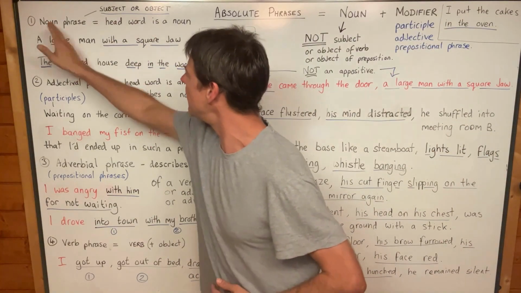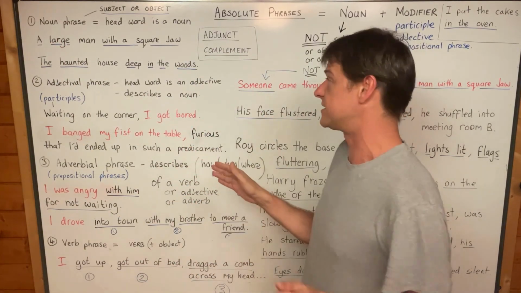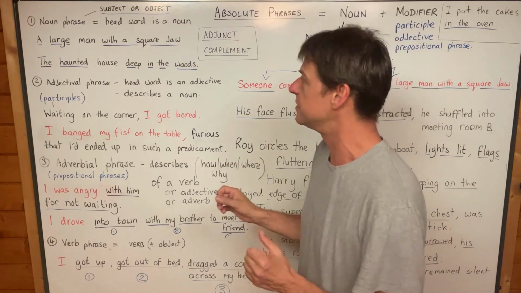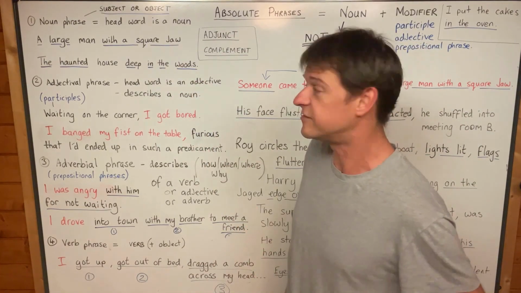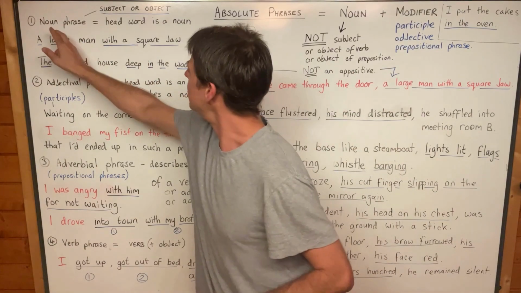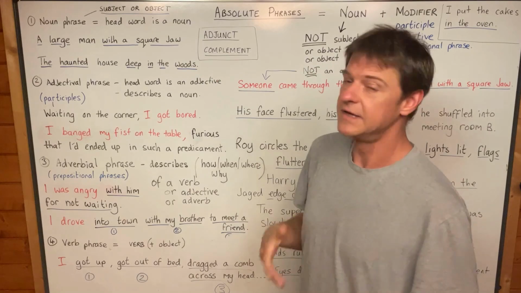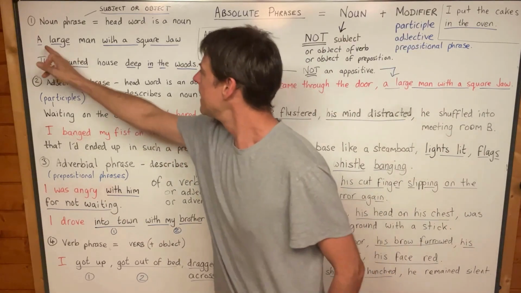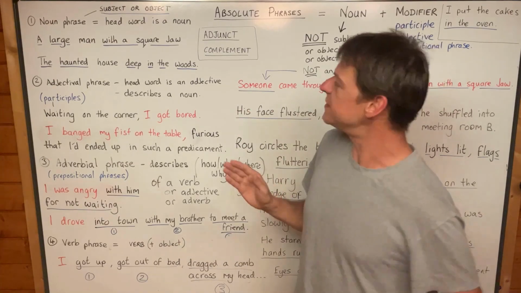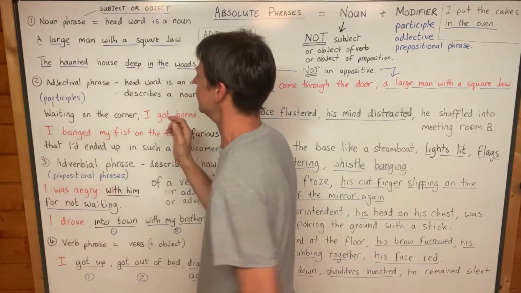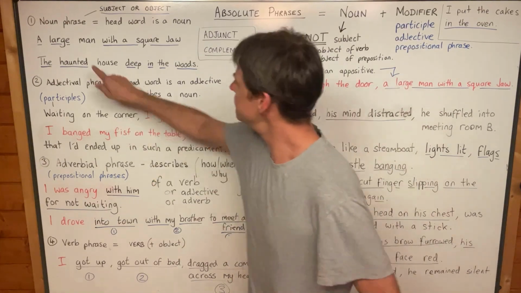We learned that a noun phrase is a phrase, so it doesn't have a subject and a verb. It's not a clause, although it might have a clause inside it. And I'll write one in a second that does. But a noun phrase is a phrase where the head word is a noun. So here are two examples. A large man with a square jaw. And what you see with this whole noun phrase is that the head word is the word man.